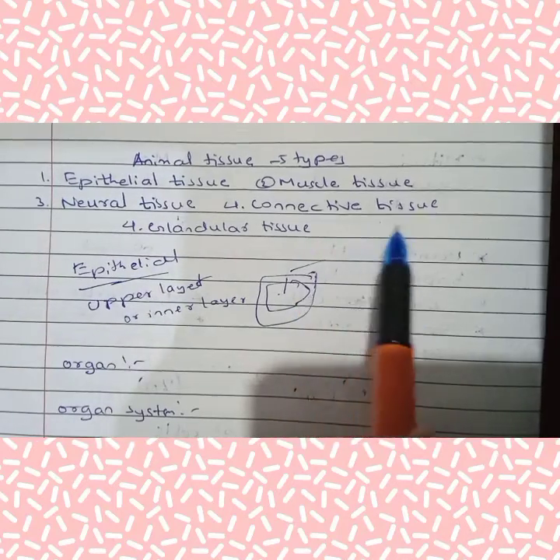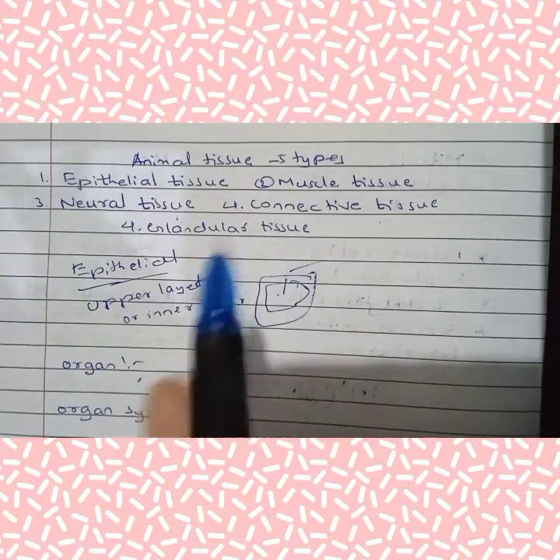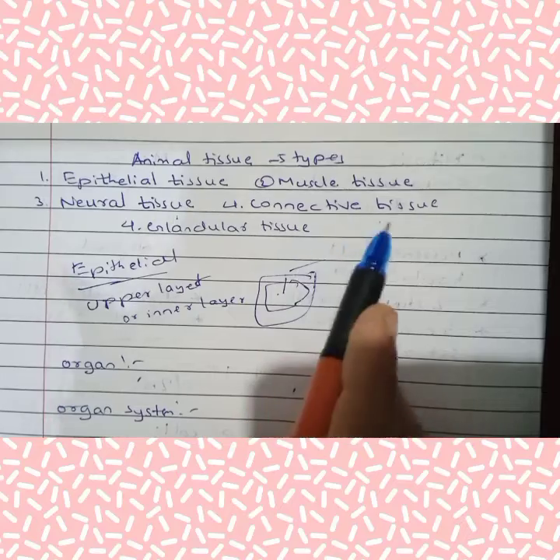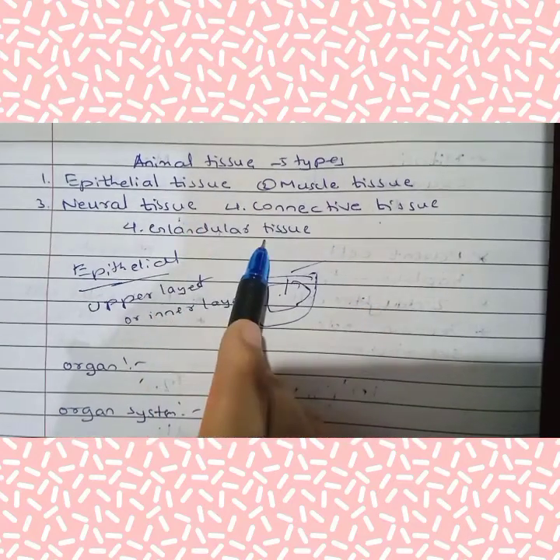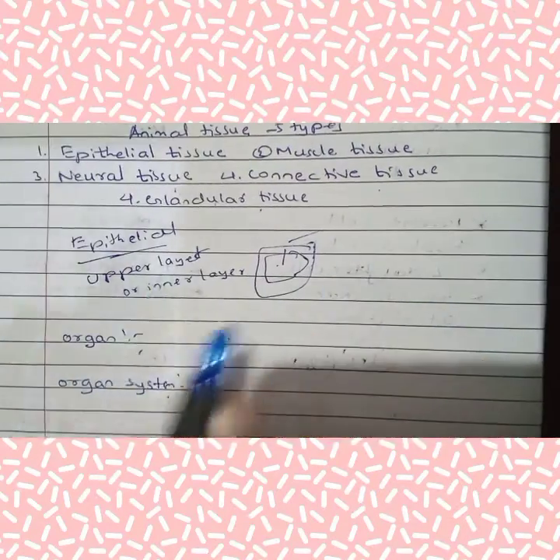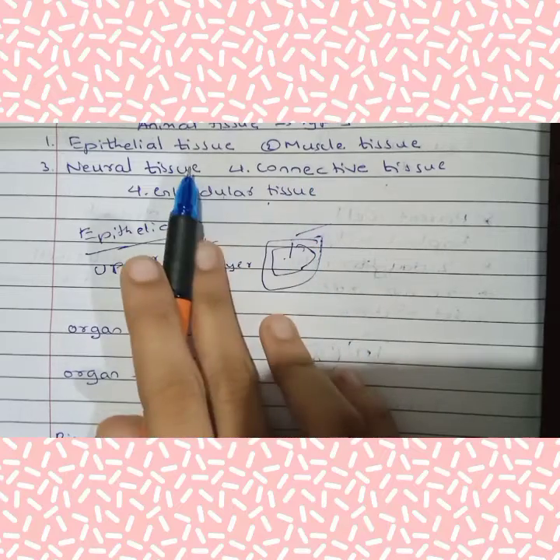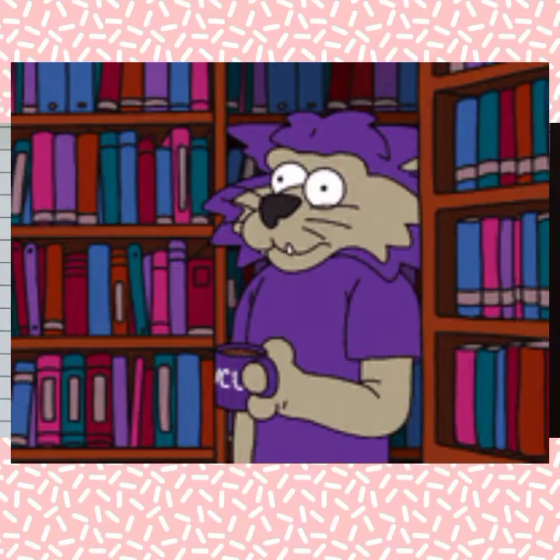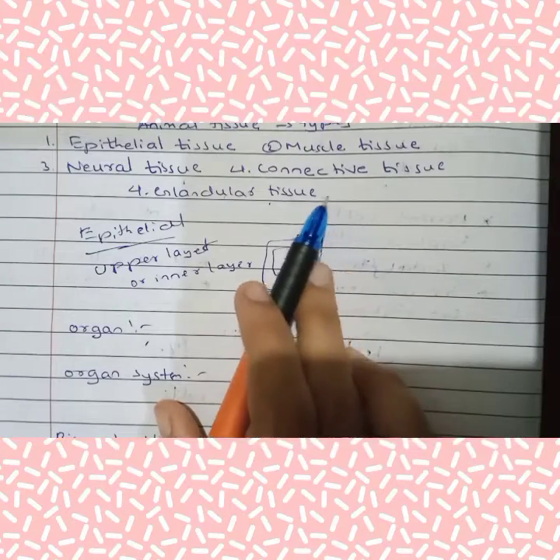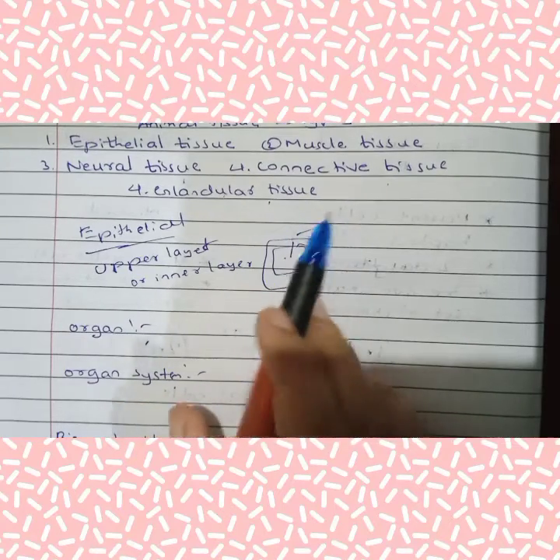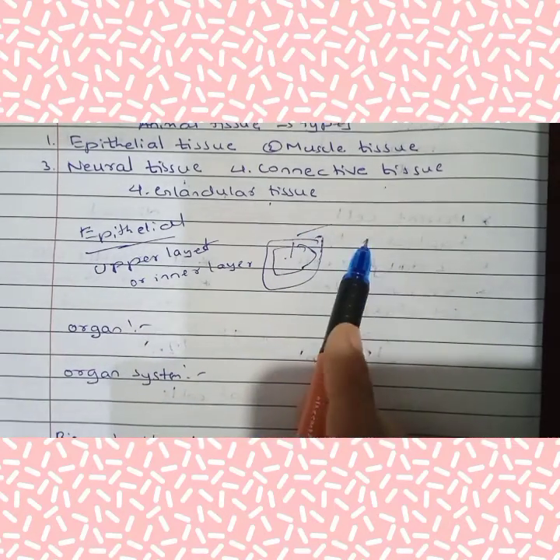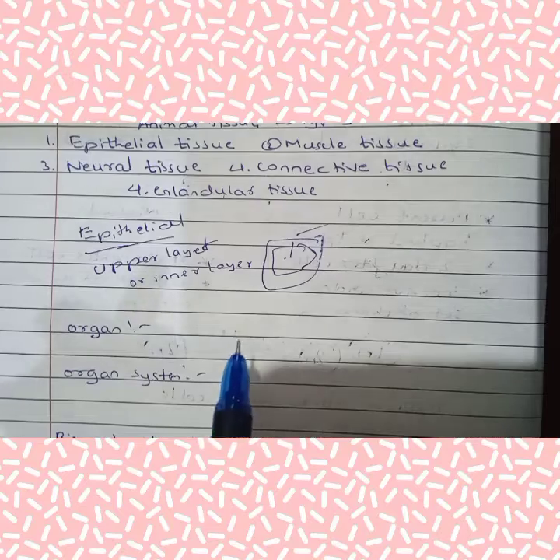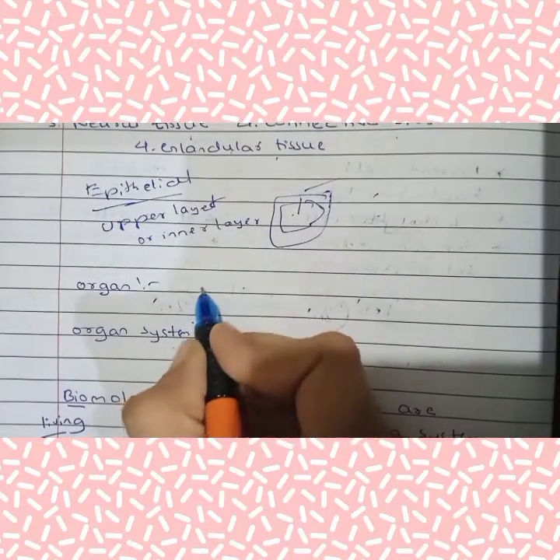Now connective tissue: all the things that are connected are connected by this. And glandular tissue is also an important thing. I need to tell you about these things, but you will study it in your further biology sessions. But if you want me to make a video on all these things, then comment down and I will make it on these topics.